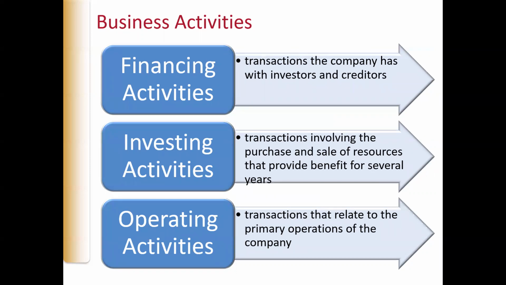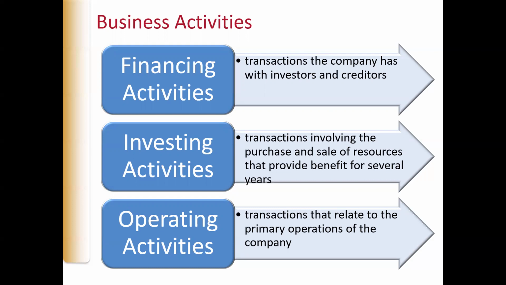Now we're switching gears a little. With each business, the activities they enter into are going to fall under one of these three categories. So every transaction a company handles is either going to be related to financing activities, investing activities, or operating activities. Now, the bulk of a company's engagement should be under operating activities, the primary operation of the company, the reason the company's in business. But there are necessary financing and investing activities.